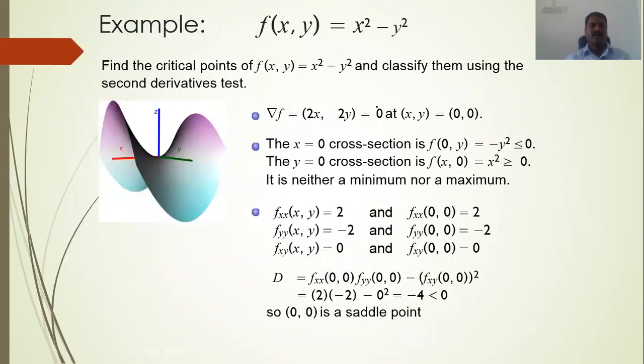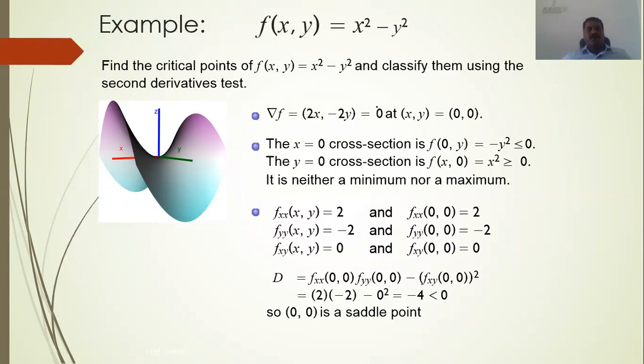Now, take an example. Say f(x,y) equals x squared minus y squared. First, calculate del f. Del f is what? ∂f/∂x, ∂f/∂y here. ∂f/∂x is 2x and ∂f/∂y is minus 2y. So del f equal to 0 implies 2x equals 0 and minus 2y equals 0, which implies x equals 0, y equals 0. So (0, 0) is the critical point in this case.